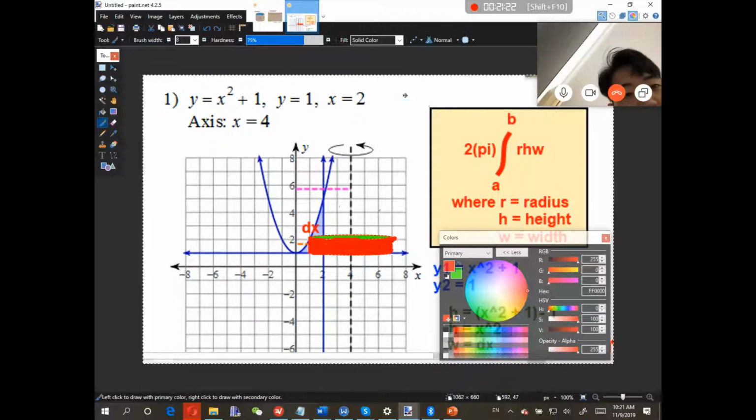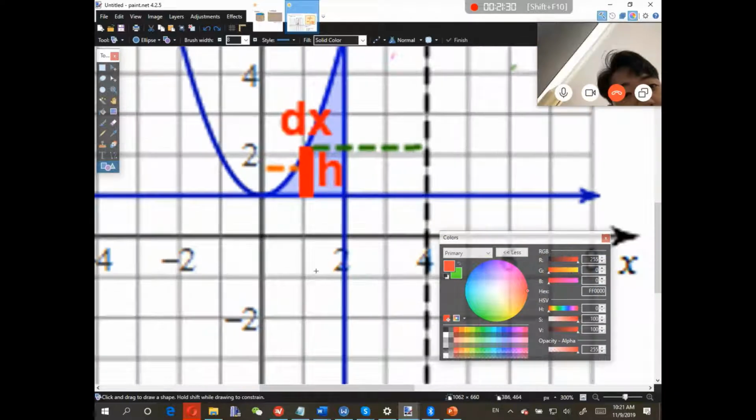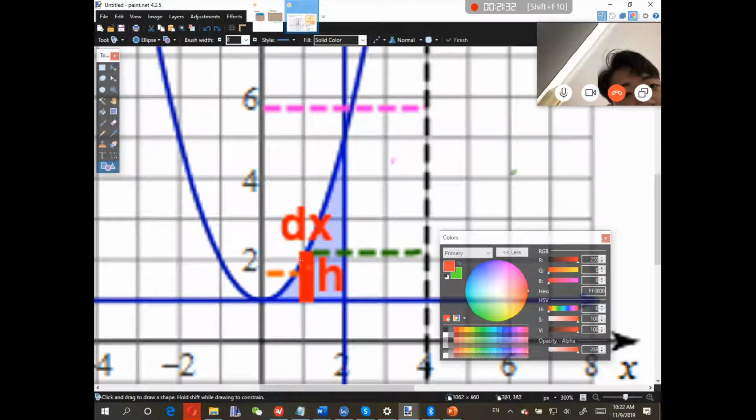Okay, so I'm going to clear out my cylinder for a minute so you can see what's happening to the box we're about to spin. Okay, so if I zoom in here, this box is infinitely small. It's like a line, right? That infinitely small change in x is the width of the box that we will spin to create our cylinder.